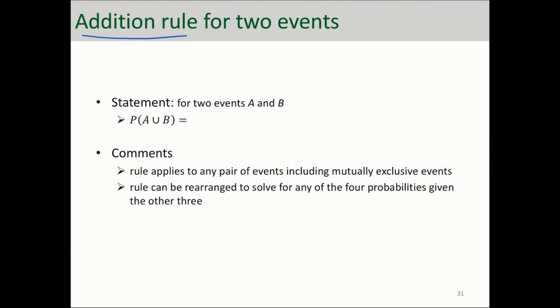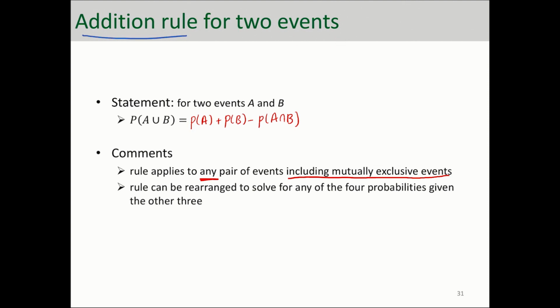The addition rule says for any two events A and B, the probability of A union B is equal to the probability of A plus the probability of B minus the probability of A intersection B. Keep this in mind, this is true for any pair of events, including mutually exclusive events. You can rearrange this formula to find any of them if you're looking for any of them that is unknown. That's the addition rule for two events.